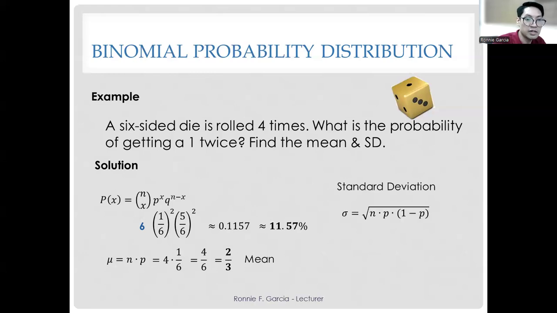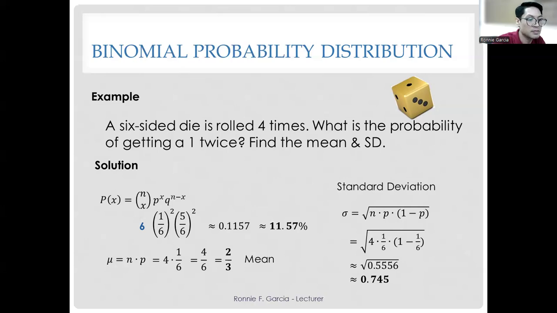Using our formula for the standard deviation and simply plugging in those values, we have 4 times 1 over 6 for our P, and then 1 minus 1 over 6, which is equivalent to our Q, that is 5 over 6. That is equal to 0.5556. The square root of 0.5556 is approximately 0.745. So therefore, the standard deviation is 0.745.